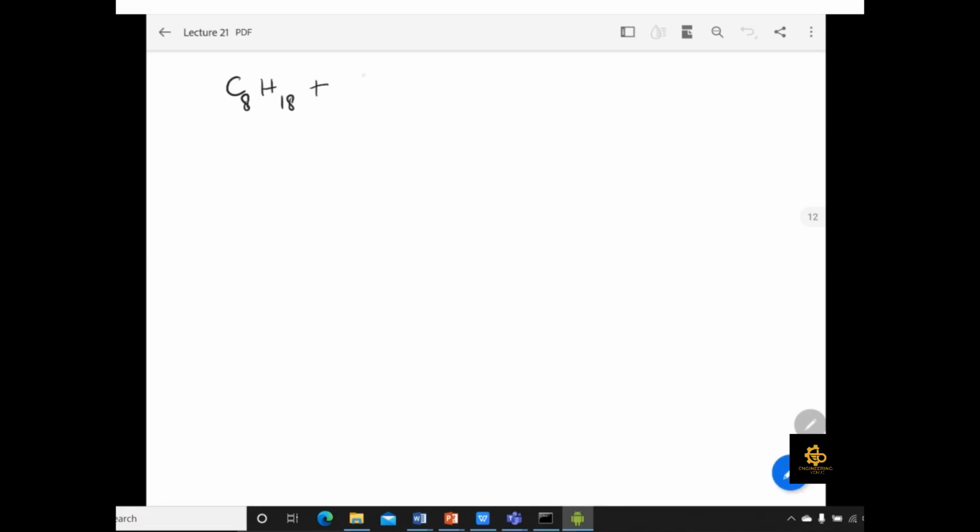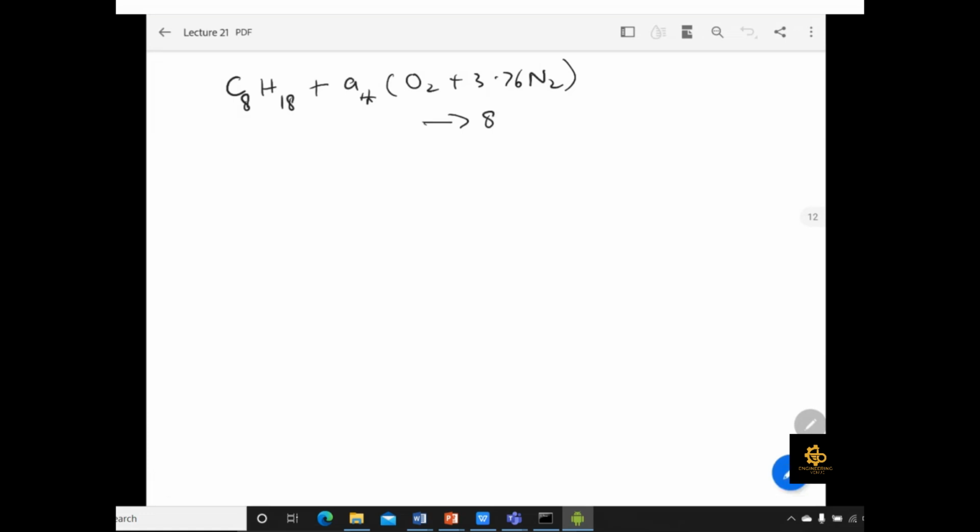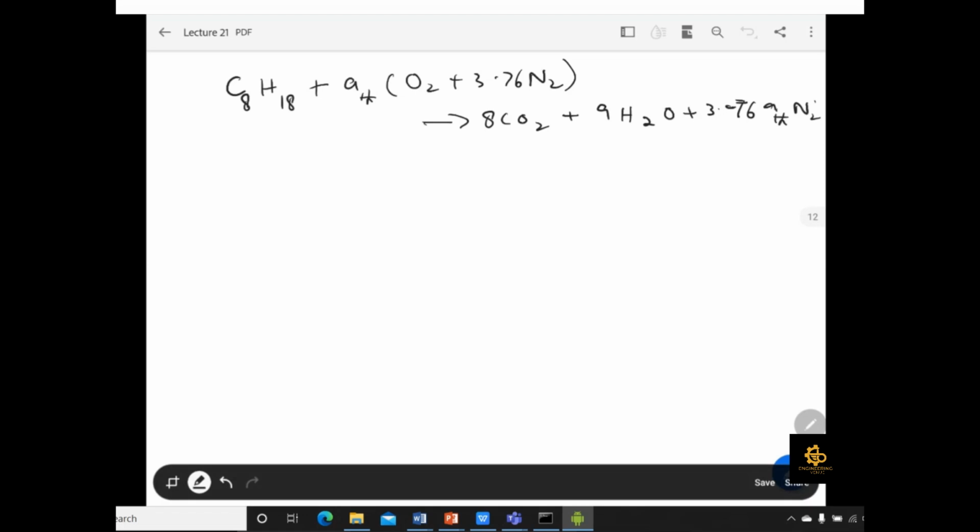So for example, the theoretical combustion equation is C8H18 plus a_th (O2 plus 3.76 N2), which is equal to 8 CO2 plus 9 H2O plus 3.76 a_th, the stoichiometric coefficient, into N2. Okay, so if you compare both of these equations, you can easily find the difference: we do not have O2 in the products for the theoretical combustion equation.